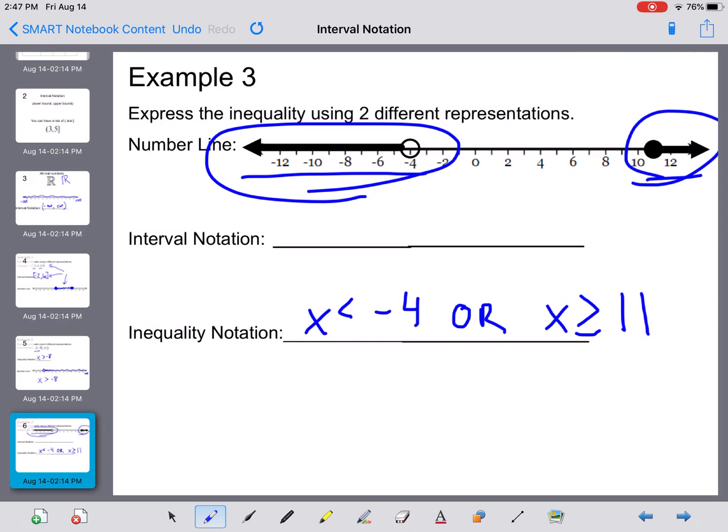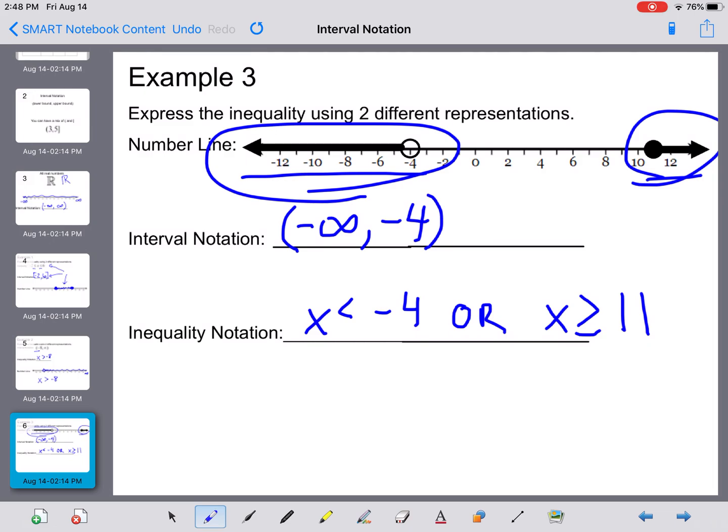So if you have two separate shaded areas like we do here, you're going to have two separate inequalities. You're going to say x is less than something or x is greater than something. The same holds true for interval notation, in that you're going to have two separate intervals because we have two separate shaded areas. So for this left side, similar to what we did with inequality notation, we want to say what's our lower bound. So we go all the way to the left, and so that's all the way to -infinity. And then we go all the way to -4. Again, with infinity, we have a parenthesis. At -4, we have an open circle, so we have an open parenthesis.